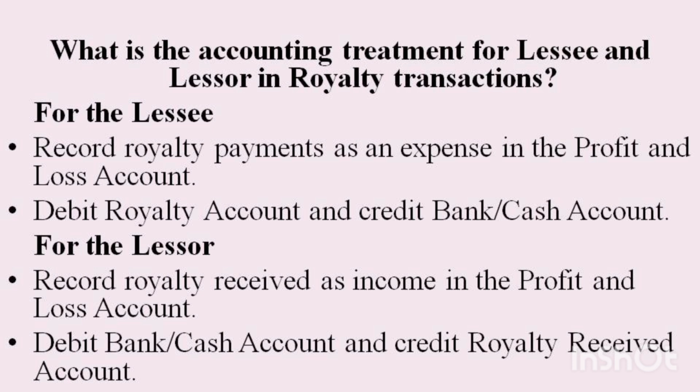What is the accounting treatment for lessee and lessor in royalty transactions? For the lessee, record royalty payments as an expense in the profit and loss account, debit royalty account, and credit bank or cash account. For the lessor, record royalty received as an income in the profit and loss account, debit bank or cash account, and credit royalty received account.